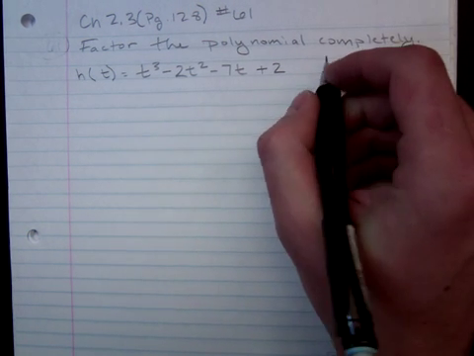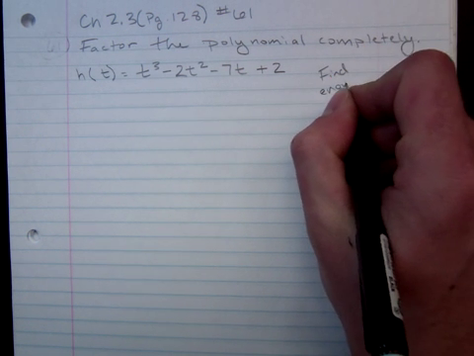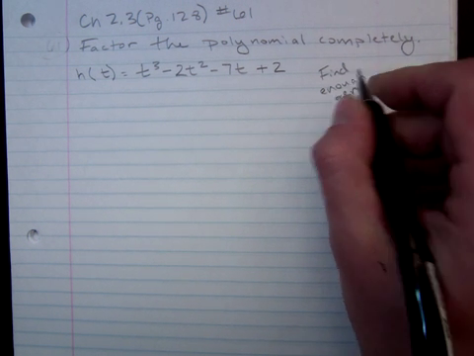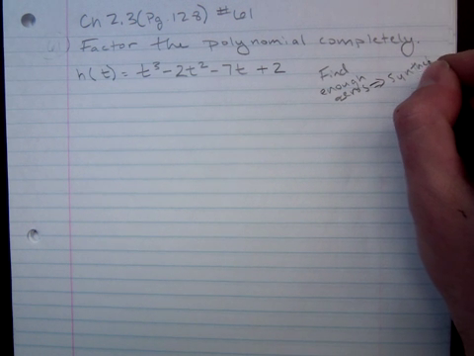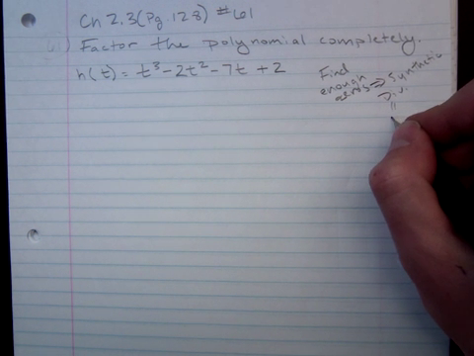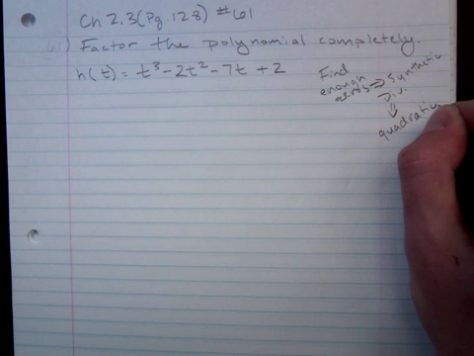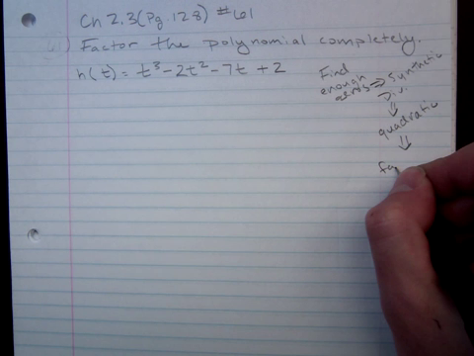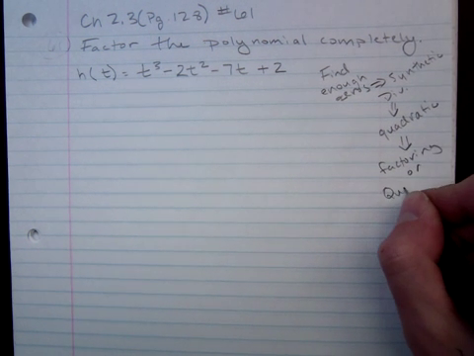Okay, so we need to find enough zeros to where we can use synthetic division to get to a quadratic. Now, once we get to a quadratic, we can use either factoring or the good old quadratic formula.